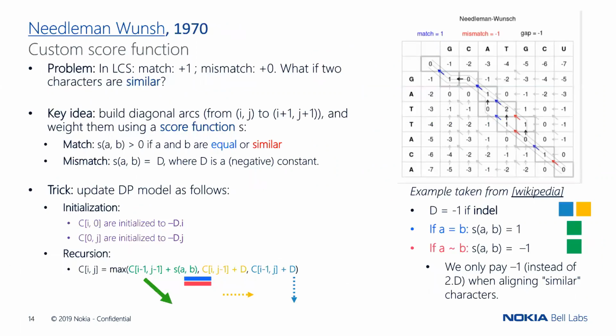Okay, so now I will talk a little bit about algorithms related to the LCS one. The first one is the Needleman-Wunsch one. It was designed in 1970. So it's quite a natural generalization of what I explained before.